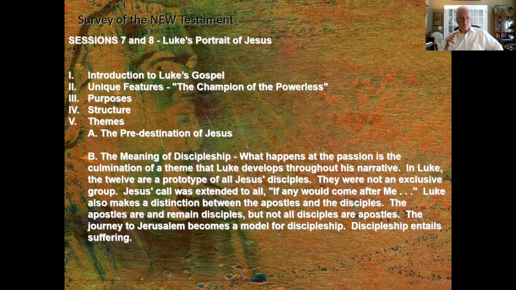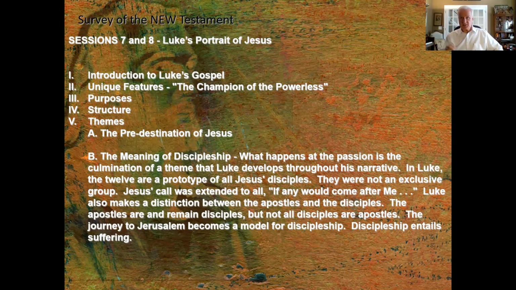And Jesus also made a distinction in Luke's gospel between the apostles and the disciples. The apostles are and remain disciples, but not all disciples in Luke's gospel were the 12 apostles. The journey to Jerusalem becomes a model for discipleship in Luke's gospel, and discipleship entails suffering.